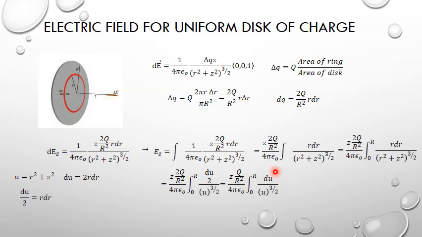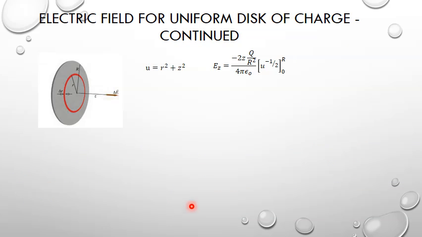Let's factor out some constants. And so what we're going to have is we have to do this integral. And that integral is fairly easy. I'm going to rewrite it this way. And if we do that, it's just a power law. What I need to do now is plug u back in. It turns out to be this. Well, u is defined as r squared plus z squared. And then evaluate it at its limits.